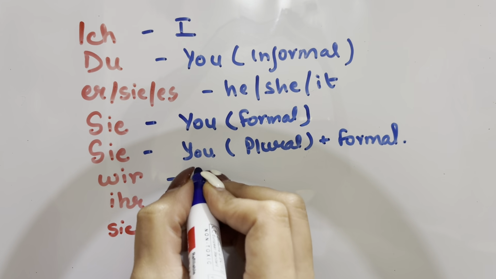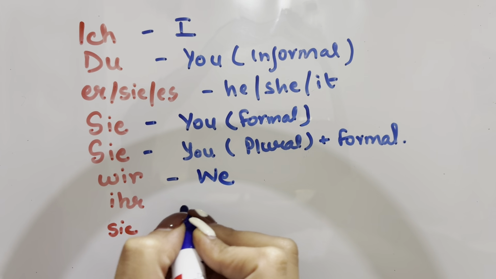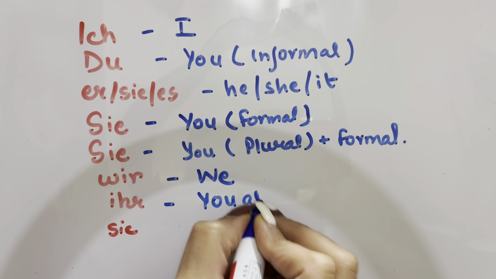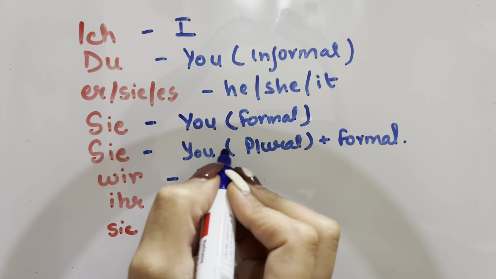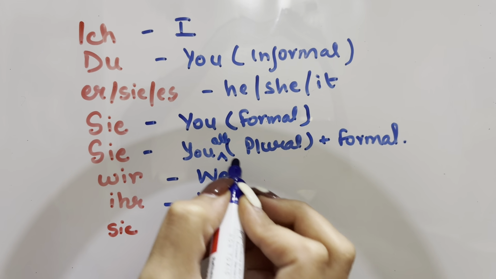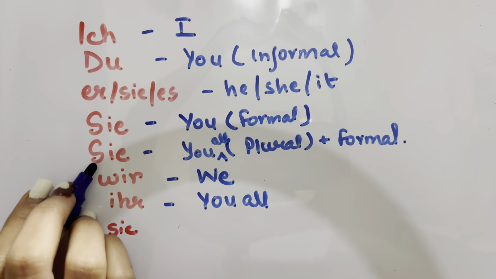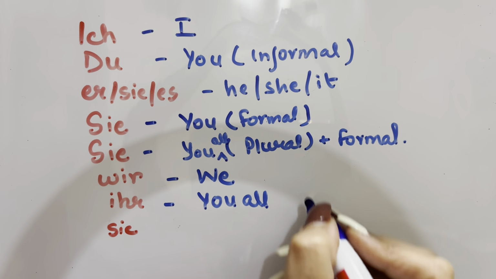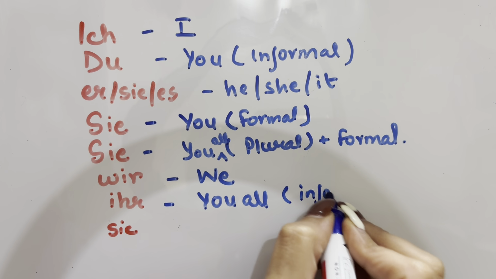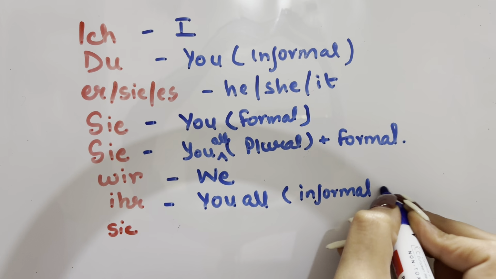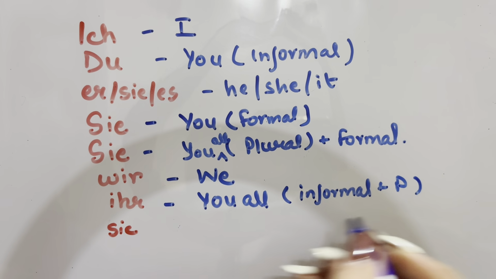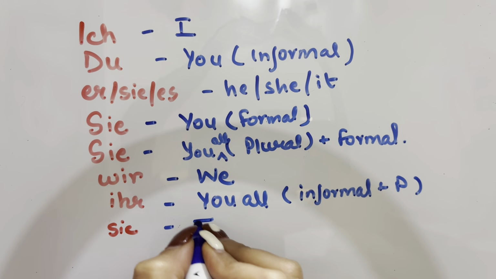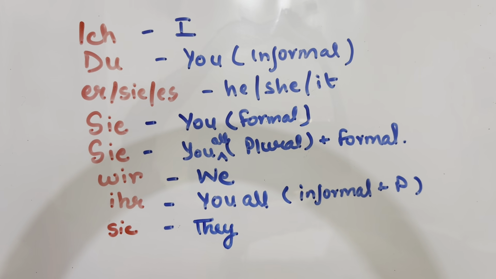Then we have wir, that is we. Then we have ihr, that is you all. Remember that Sie with a capital S is also you all, but it is a formal one, while ihr is informal plus plural. And at the end we have sie, which means they.